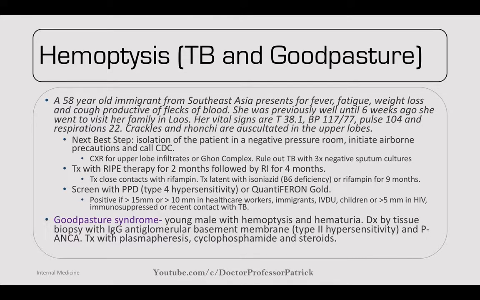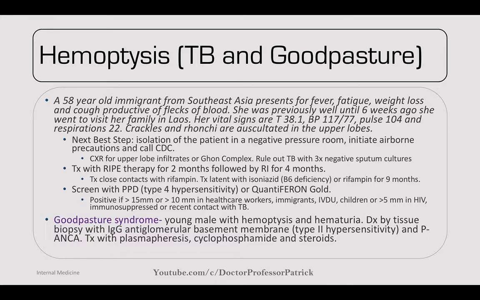You can screen with a PPD, which is looking for a type 4 hypersensitivity reaction to the tuberculosis bacterium, or QuantiFERON Gold exam, which is a one-step process. So if the PPD is greater than 15 millimeters, it's going to be positive in all people. If it's greater than 10 millimeters in healthcare workers, immigrants, those with IV drug use, or children, that's going to be a positive result. And anything greater than 5 millimeters in someone with HIV or immunosuppressed should be contacted and treated for TB.